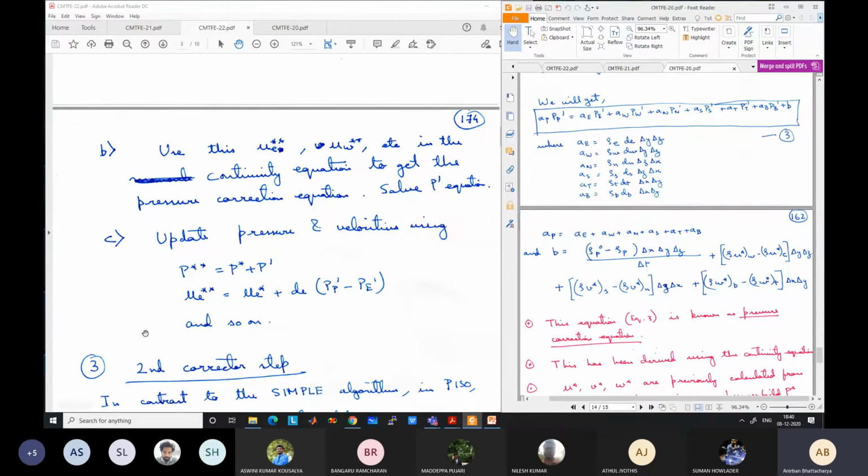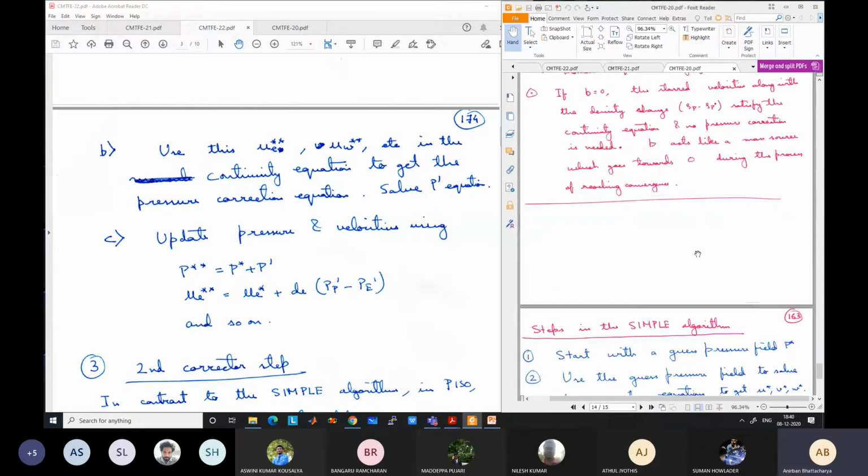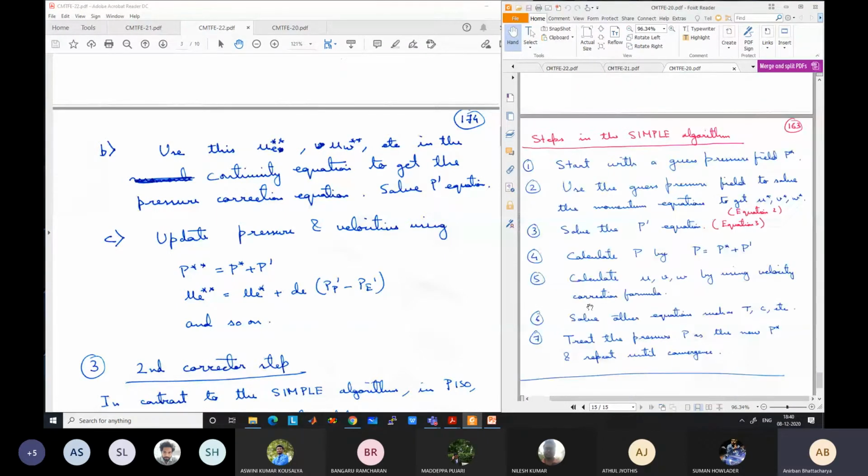Up to this point, if we had stopped here, it would have become the SIMPLE algorithm. Up to this point, there is no difference with SIMPLE. It is up to step 5 of SIMPLE. You can see there is no change. Only the notation we have changed. Instead of P, we are writing P double star. Instead of UE, we are writing UE double star.